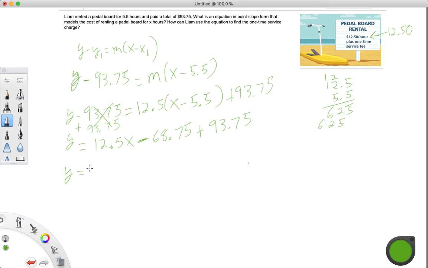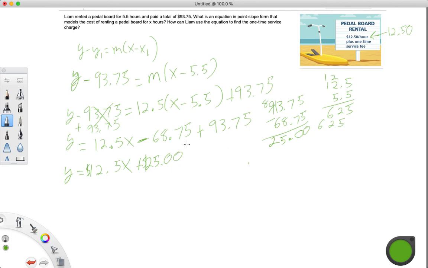I'm just going to simplify now. y equals 12.5x, 93.75 minus 68.75. That's a nice flat rate. 13 minus 8 is 5. 8 minus 6 is 2. So plus $25. Okay, so $12.50 an hour plus $25 just because someone has to sit in the booth all day.